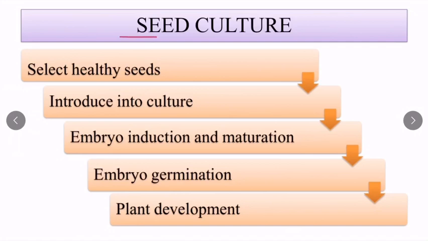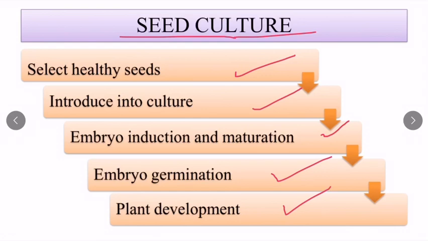So first is seed culture. First we select healthy seeds, then they are introduced into the culture aseptically. After that, there is induction of embryos and maturation takes place. Firstly, embryos are induced and slowly mature, and after that embryo germination takes place. Then they are transferred into another medium containing growth hormones, so that whole plants get developed.